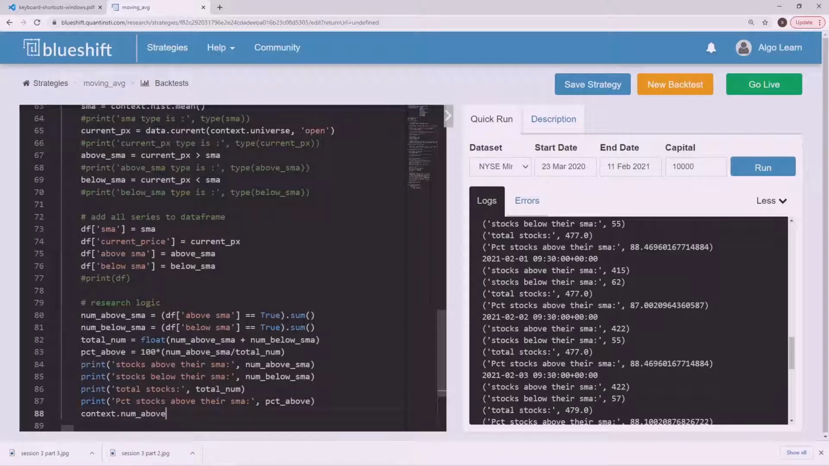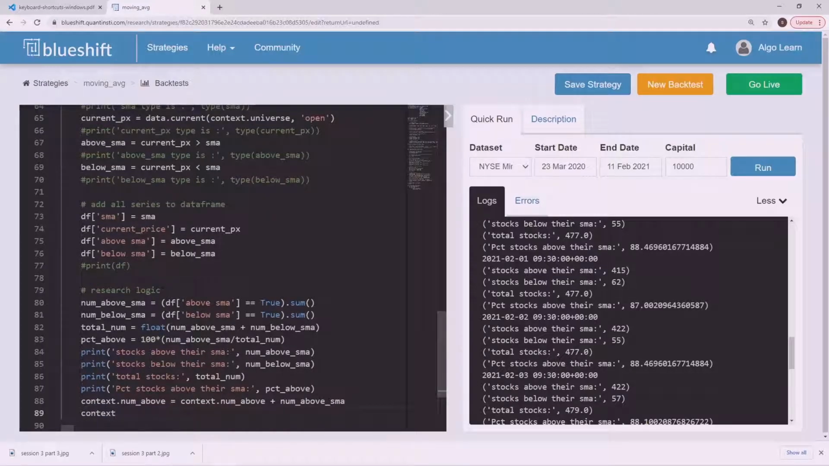Num above. So we're going to run a cumulative total here. So I'm going to add it to itself. Of course, there's another way to do this, but from a logical standpoint, it's easier to see sometimes. So what am I doing here? Basically every day I'm going to run a total of the number of stocks above their 200 moving day average. And I'm just going to run a cumulative total. And you'll see what that will allow us to do.